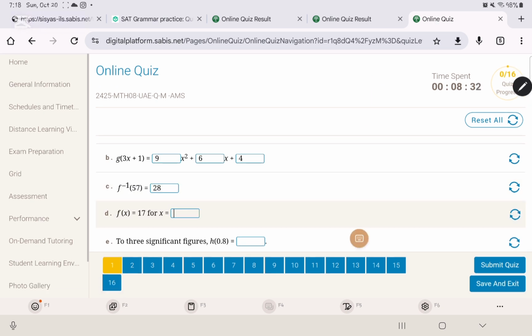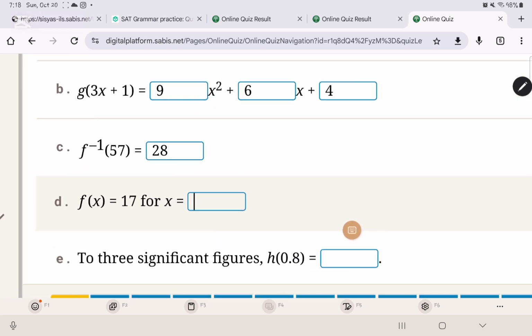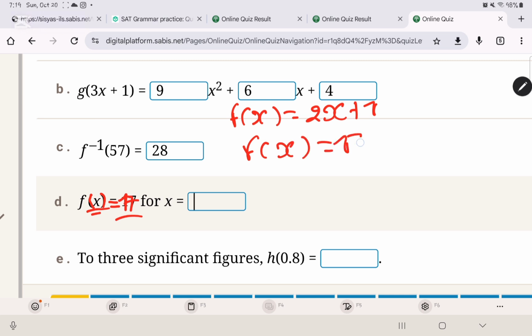Okay? Now, this one is very, very nice. f(x) equals 17 for x equals this. Look, pay attention really closely. We have f(x), we don't have a number inside of the brackets, but it's equal to 17. Whenever we have something like this, we're gonna put the whole function equal to this number. So what's the function f(x)? The function f(x) is 2x plus 1. But then we also have that f(x) is equal to 17. It's like substituting. So you put this instead of this because they are equal.